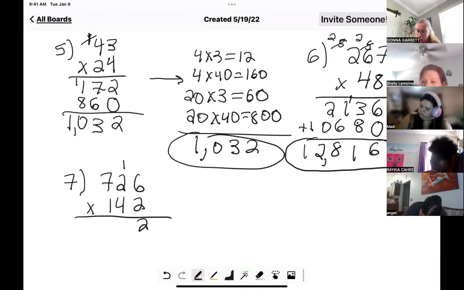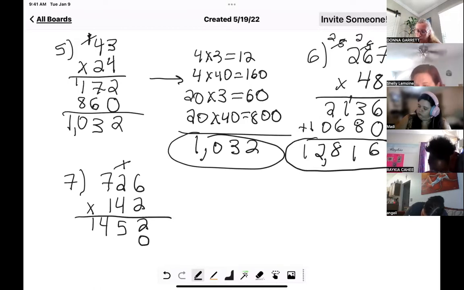2 times 2 is 4, plus 1 is 5. 7 times 2 is 14. Okay, we're going to hit the 4, so we add a 0. I'm going to cross this out because I already used it. 6 times 4 is 24. 4 times 2 is 8, plus 2 is 10. 7 times 4 is 28, plus 1 is 29.